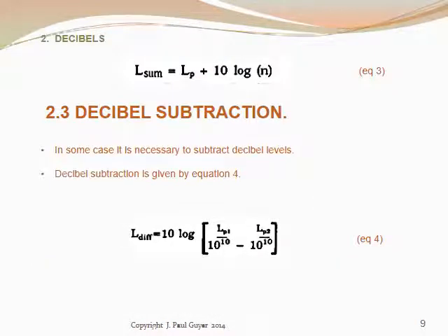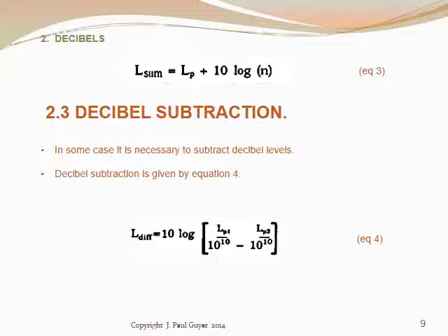In the special case where decibel levels of equal magnitudes are to be added, the cumulative level can be determined with equation 3, where n is the number of sources, all with the magnitude L sub p. So L sub sum is equal to L sub p plus 10 times the log of n.